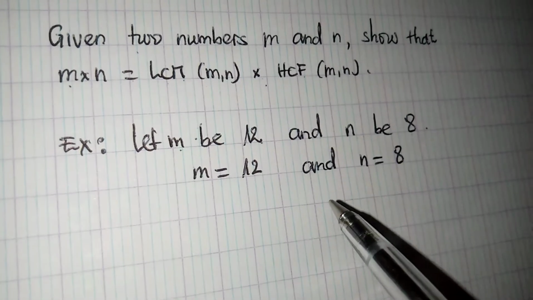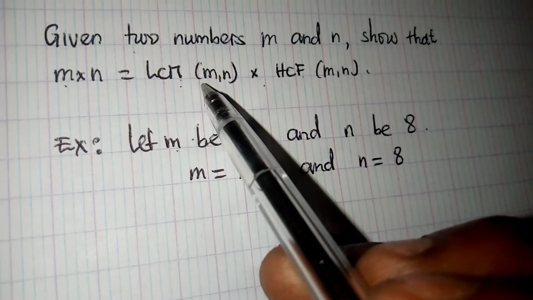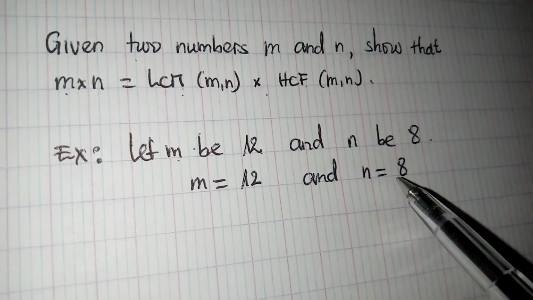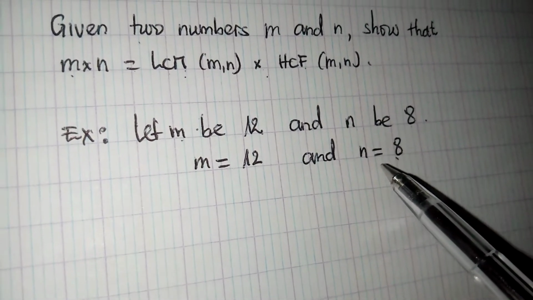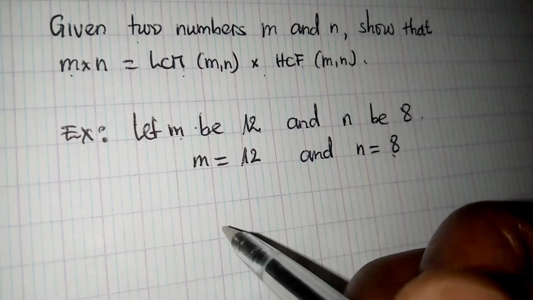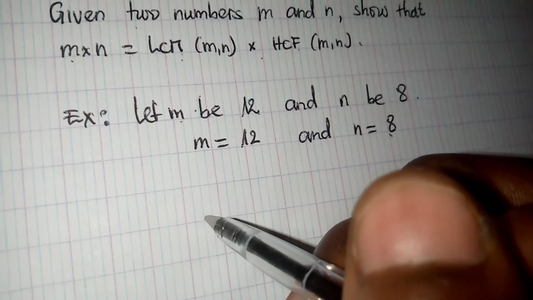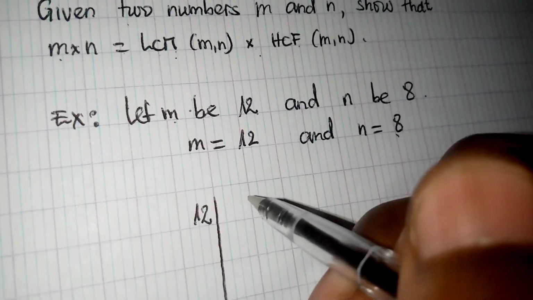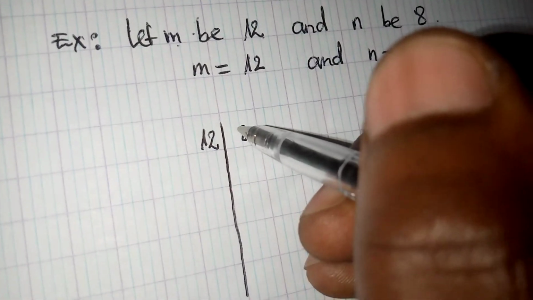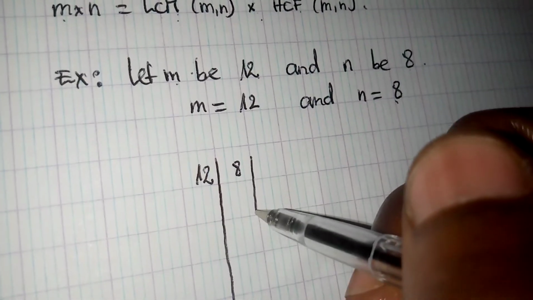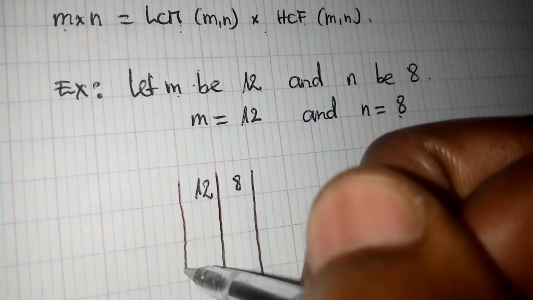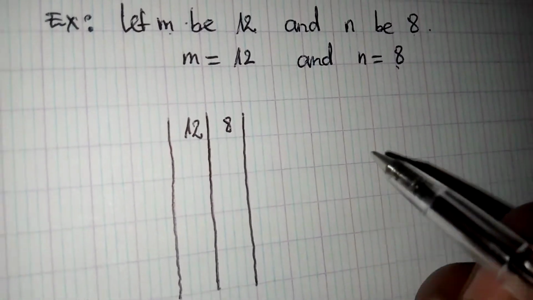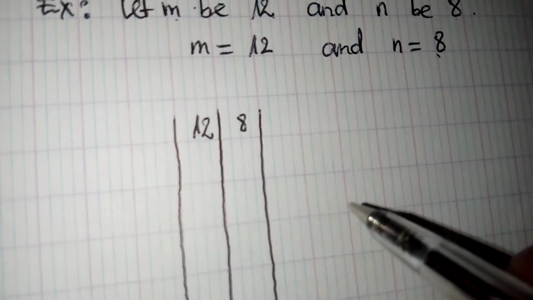So first of all, we are going to find the LCM, lowest common multiple, of the two numbers and the HCF of the two numbers 12 and 8. So let's find them in this way. We have two numbers, 12 and then 8. So you see, we are going to use the factors.